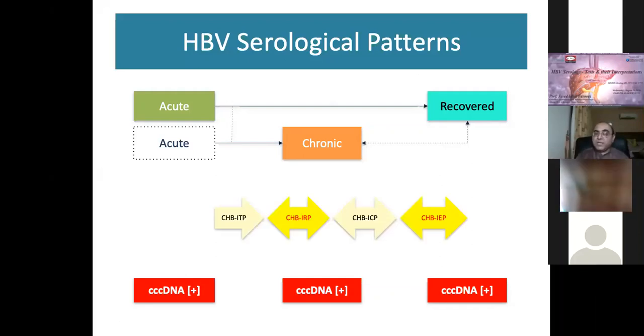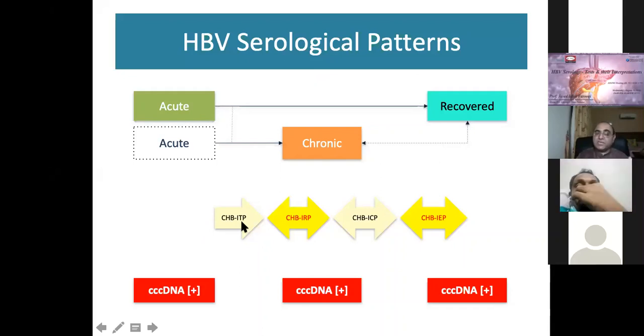With this background knowledge, as I said before, if the patient has entered into the chronic phase, then this chronic phase has 4 important biological phases. One is called the immune tolerant phase. It is the old terminology. I will explain in coming slides what its new term is.